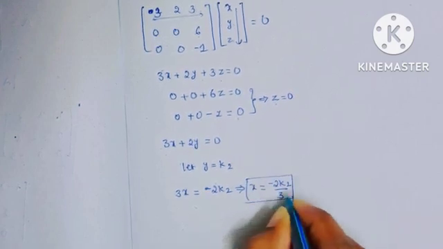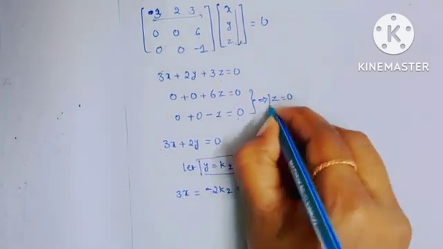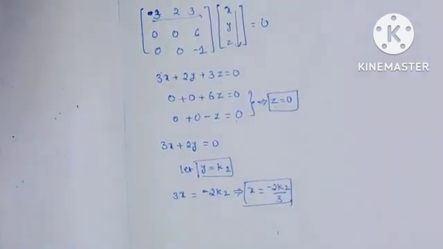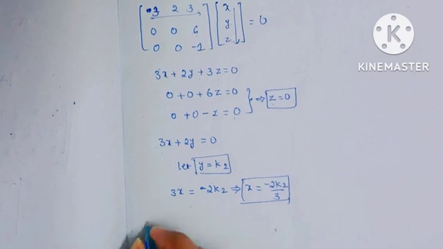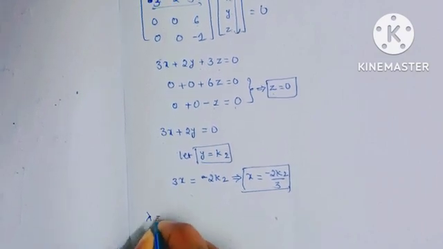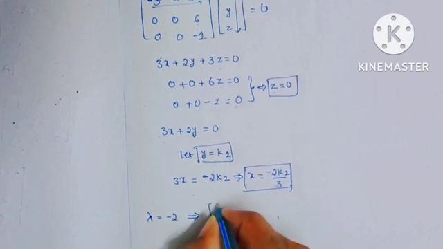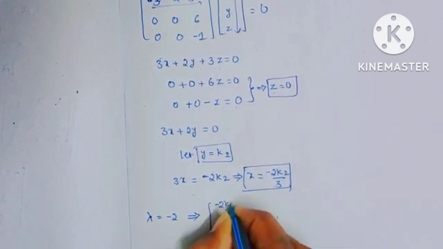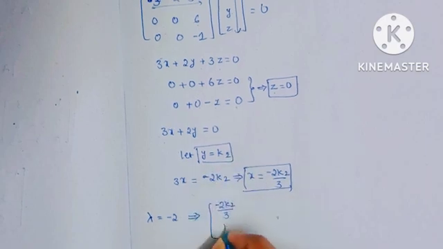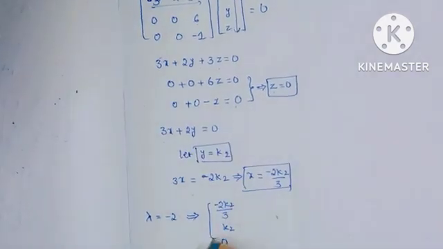This is the x value, this is the y value, and here we got the z value. So from these three we can write for lambda equal to minus 2, the eigenvector is minus 2k2 by 3, y is k2, and z equal to 0.